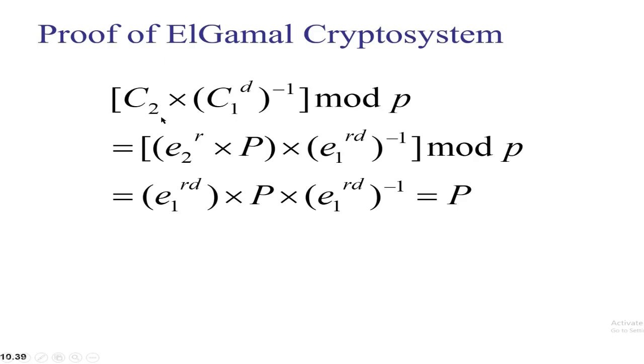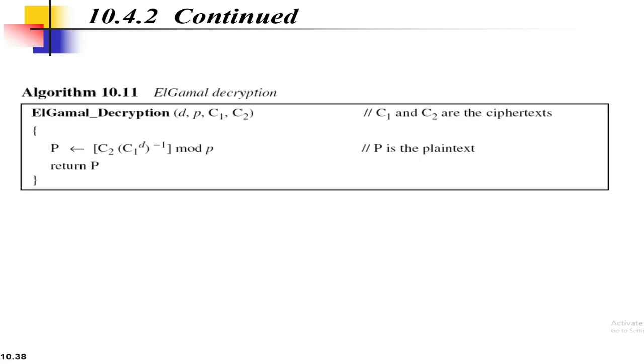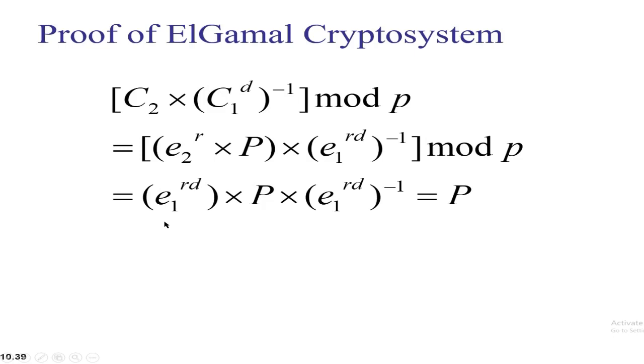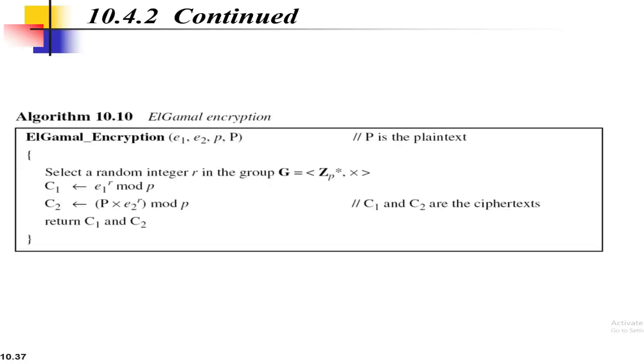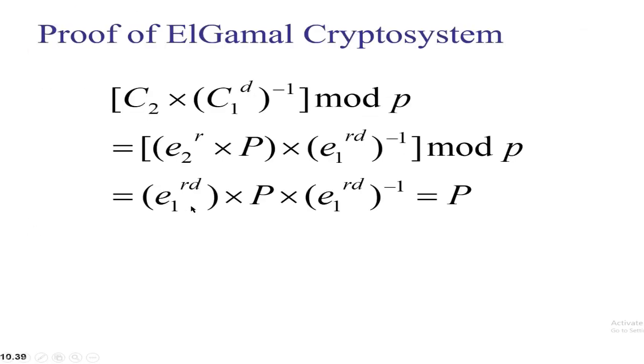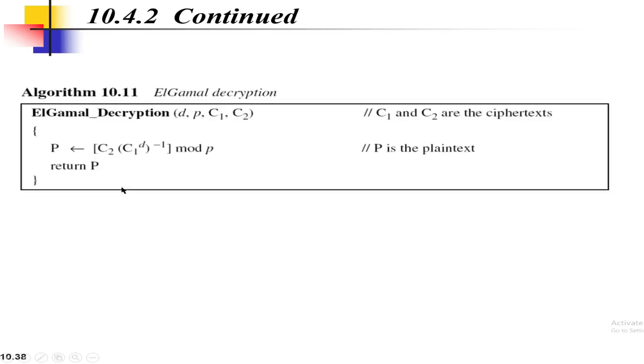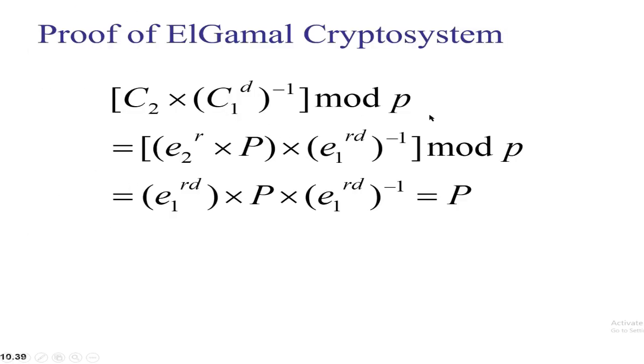Here C2 and C1 come from the encryption phase, where C1 equals E1 to the power R, and C2 equals P times E2 to the power R. So we put the value of C2 as P times E2 to the power R, and C1 as E1 to the power R, and D is multiplied here, so E1 to the power RD, whole inverse, mod P.